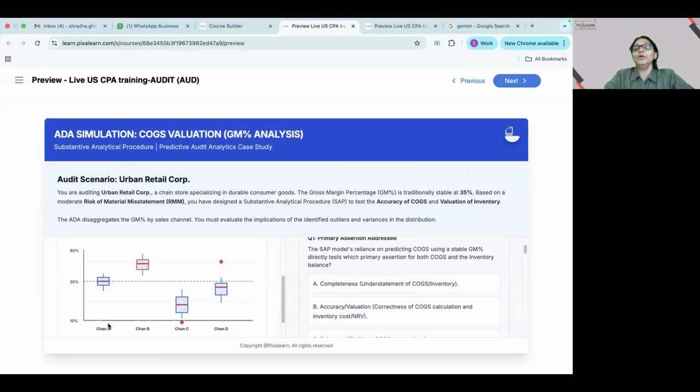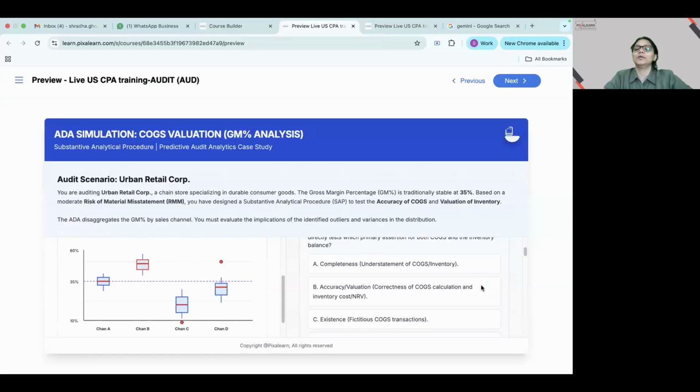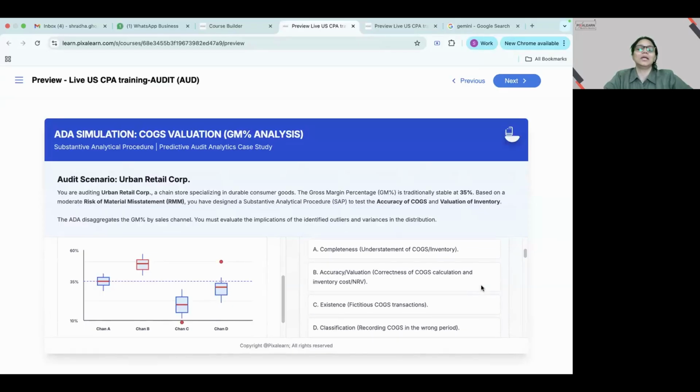So when you're doing this box and whisker plot diagram, the substantive analytical procedure models reliance on predicting COGS using a stable GM percentage directly tests which primary assertion for both your COGS and your inventory? Which assertion are we concentrating on, guys? Look at all four and then give me the answer. Which assertion are we concentrating on in this example? Try to answer. I'll take time, but answer correctly.